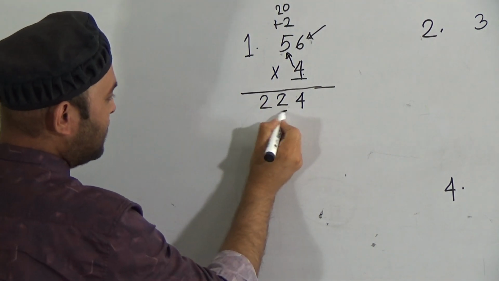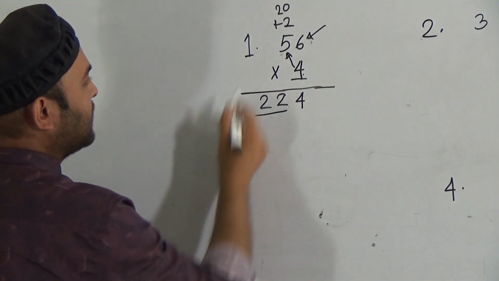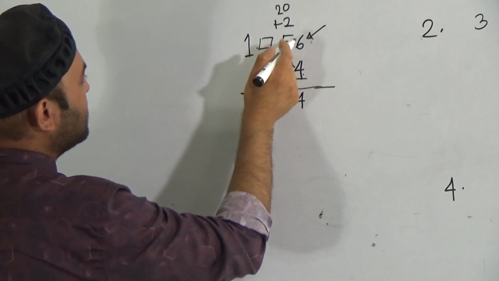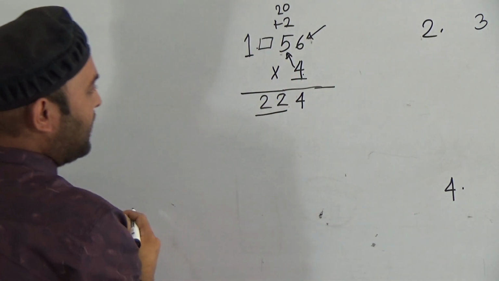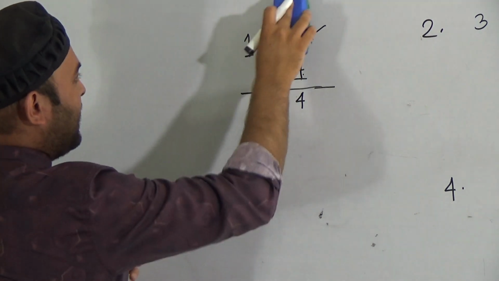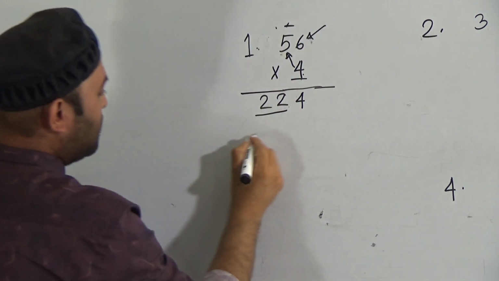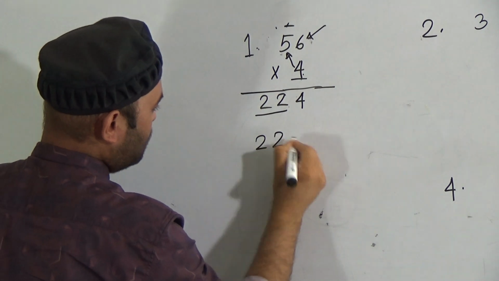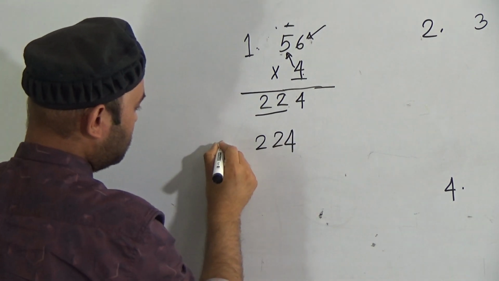Here the answer is also a 2-digit number, but there is no digit before the tens place, so 22 will be brought down here, and the answer will be 224.